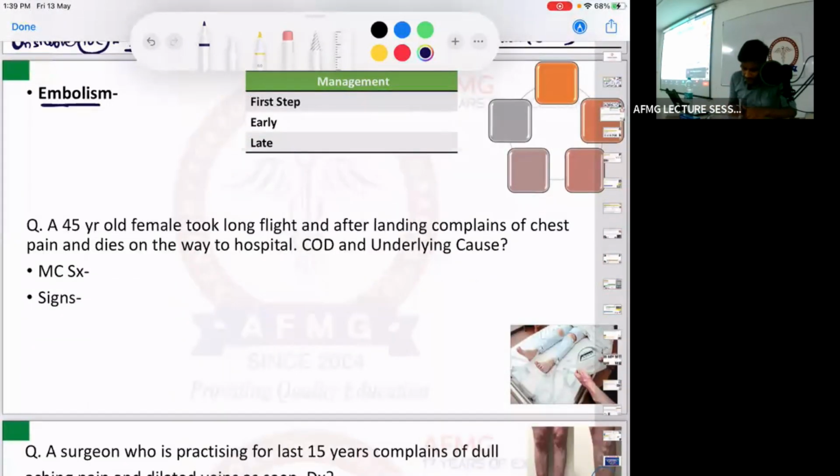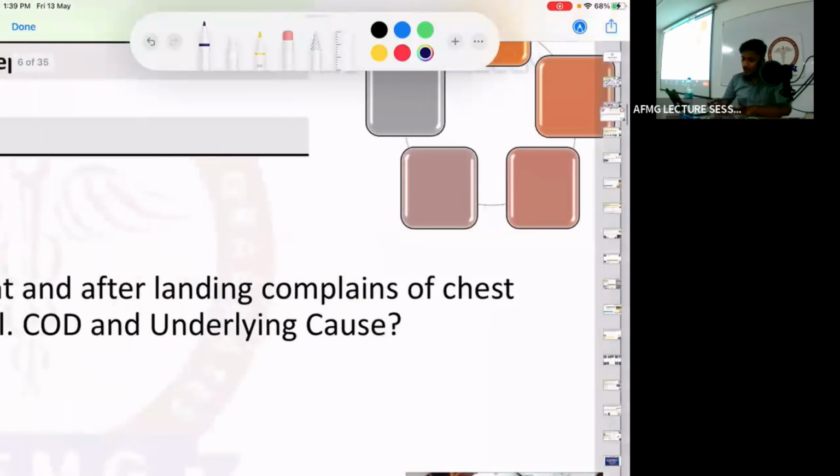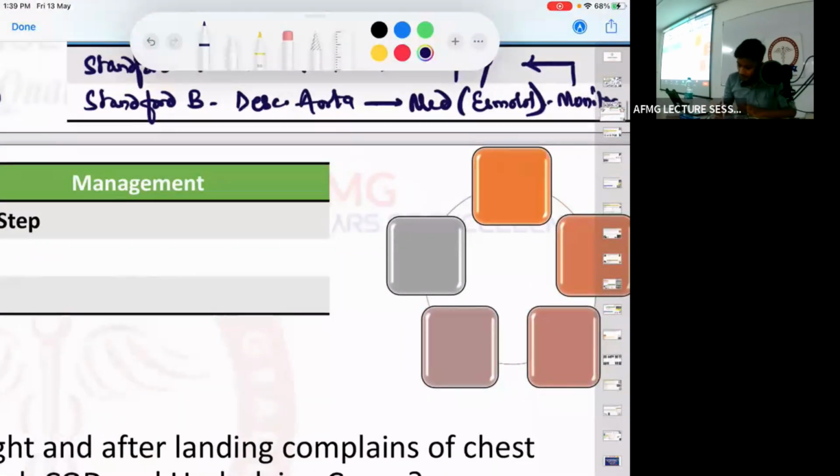Moving further, embolism. Embolism is suggestive of acute arterial obstruction. What do we mean by embolism? A thrombus was formed, it dislodged from its place and goes and embolizes into another vessel. Okay, that is what embolism is. There are 5 P's of embolism, sometimes described as 6. So what are the 5 P's of embolism?